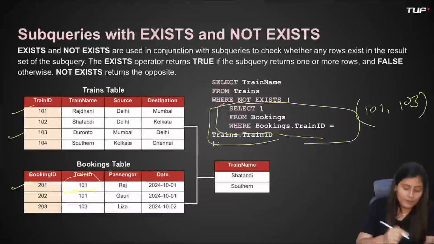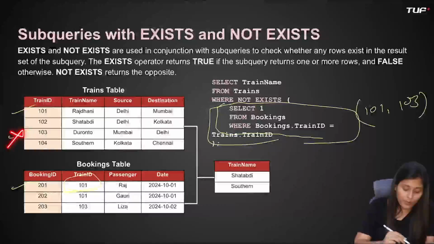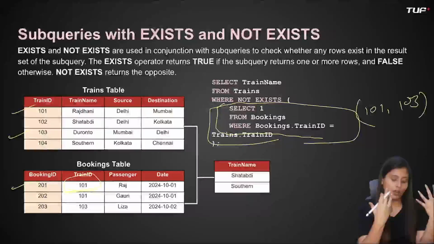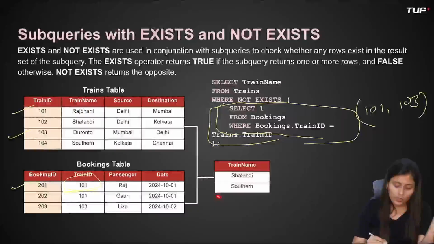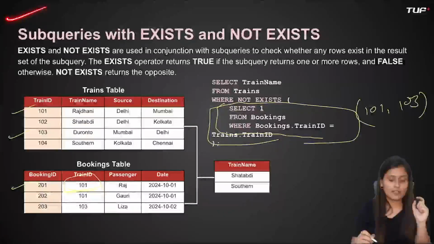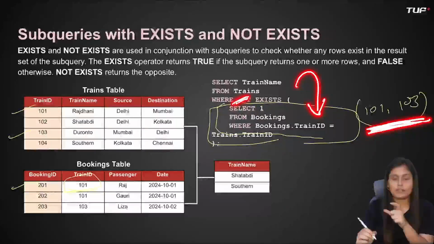So 101 exists. Second is 102. Yes, it does not exist, so it will select the train name for that. So Shatabdi will be the result. Now next, 103. Does 103 exist or not? Yes, it exists, but our task is to select the not-existing values, so 103 will also be ignored. Now coming to 104. Does it exist? No, it's not there, so now we will consider this. We will take the name of the train for train ID 104, so Southern will again be one of the rows in the resultant table. So that's what subqueries with EXISTS and NOT EXISTS mean. And if you had written EXISTS here, then we would have only matched those IDs which already exist in the resultant list of the subquery.